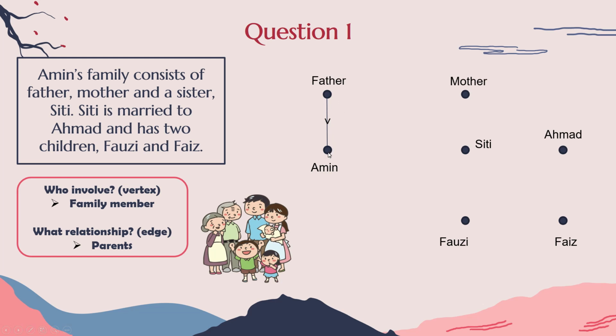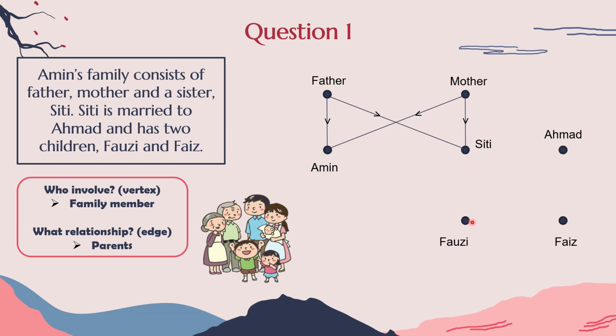This we call a tree. That's why we usually hear of a family tree, because each pair of vertices has only one edge. What I mean is these 2 vertices only have one edge, which is going down. This is the directed graph. And then the mother is the mother of Amin. Same goes with Siti. Father and mother are the parents for Siti.